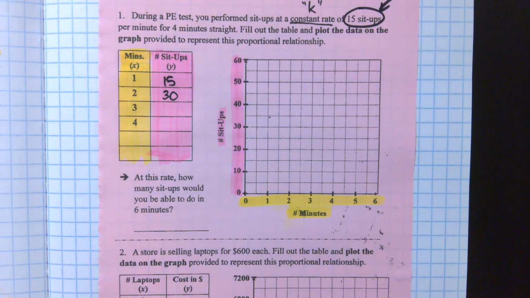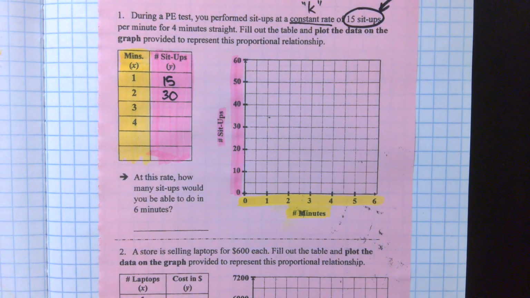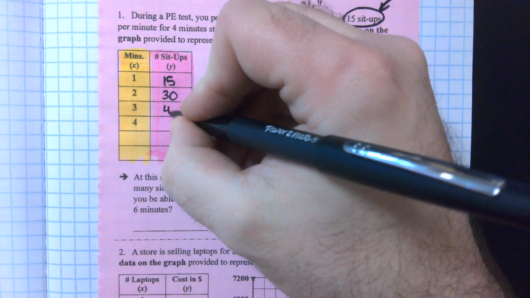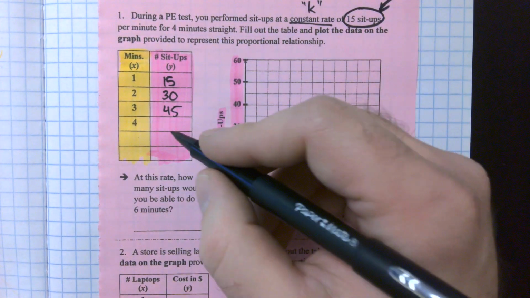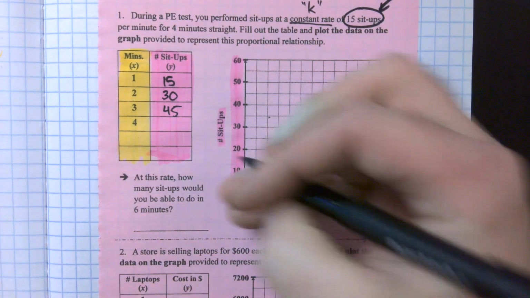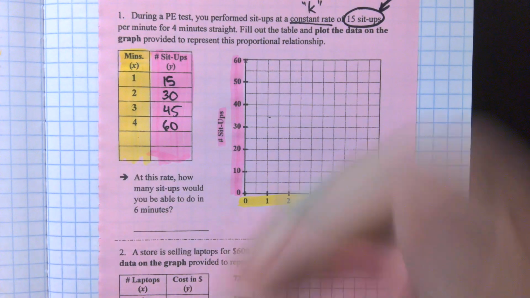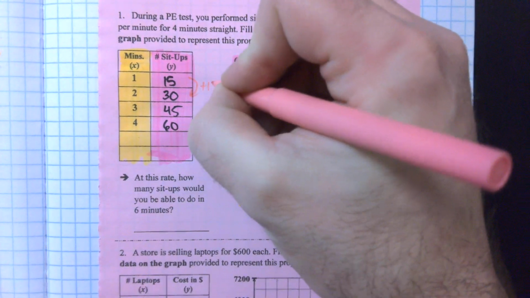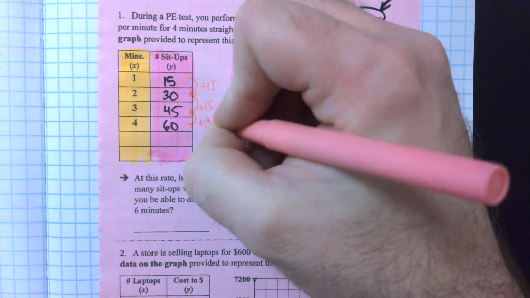What about 3 minutes? What do I have to add to 30 for this next box? I got to add another 15, right? 30 plus 15 is 45. What about 4 minutes? 60. Because remember, every time I move down here, I'm adding 15. Adding 15. Adding 15.